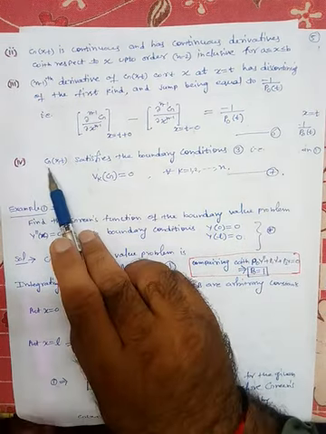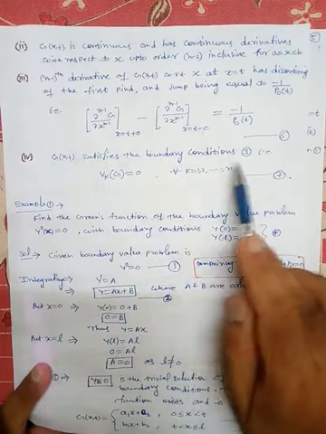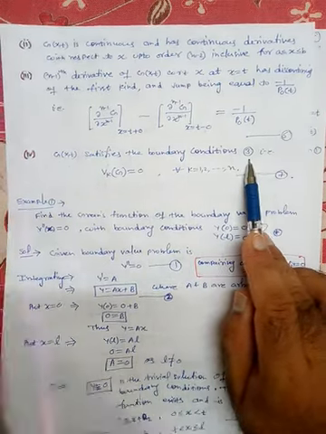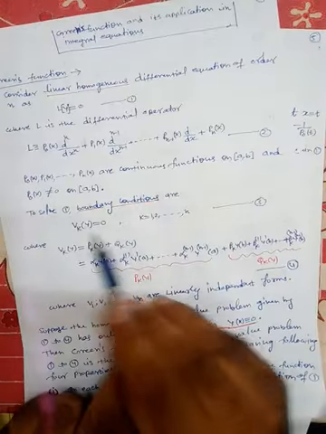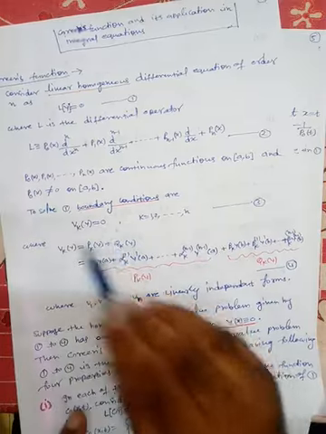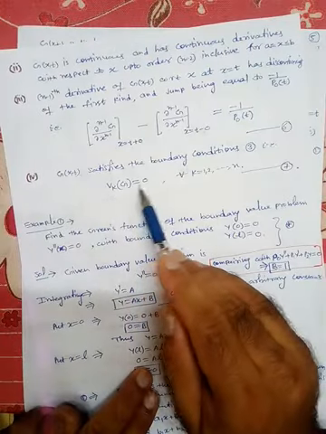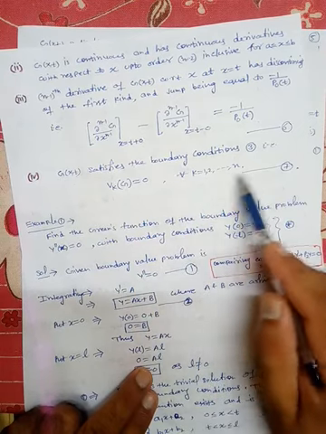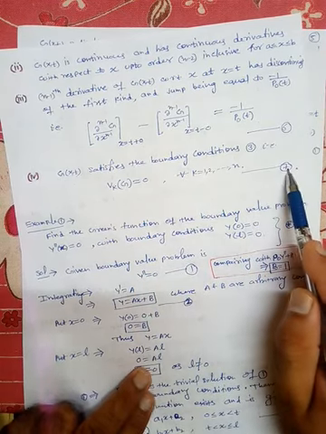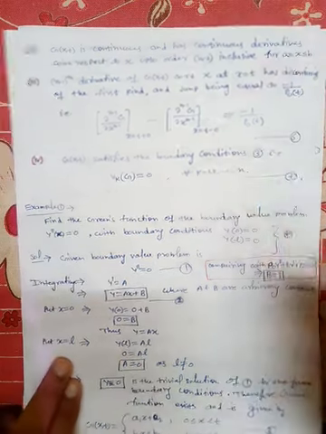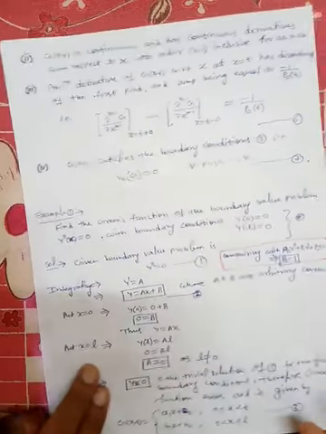The last condition is that G(x,t) satisfies the boundary conditions. Third, boundary condition number three: G(x,t) should satisfy these conditions. That means V k of G is equal to 0 for all k from 1 to n. This is equation number 7. So this is the definition of the Green's function.